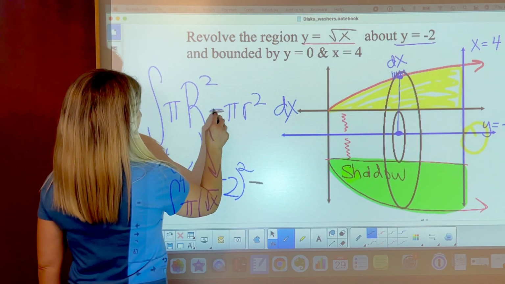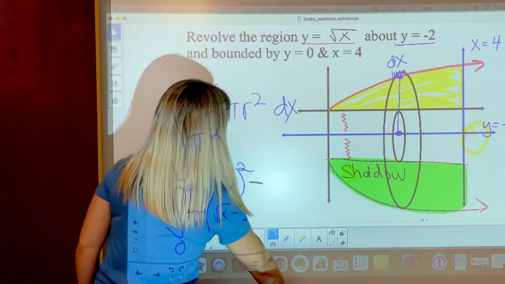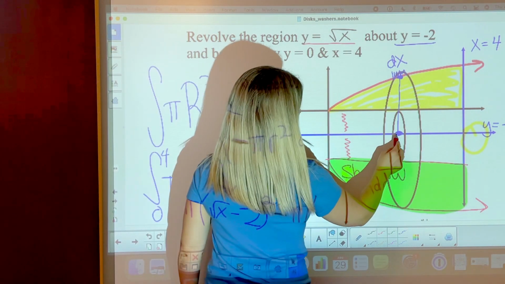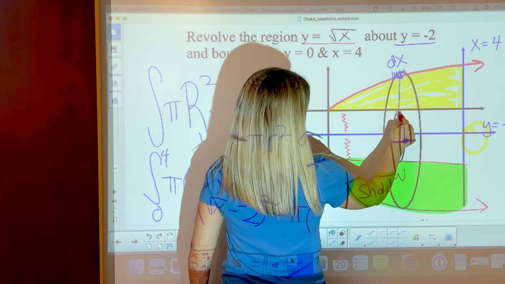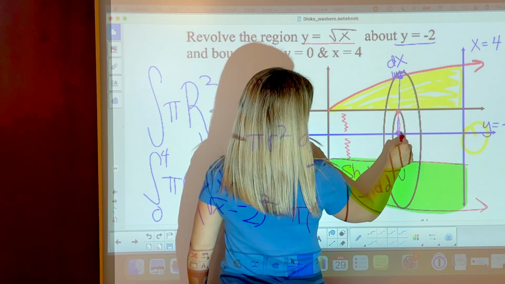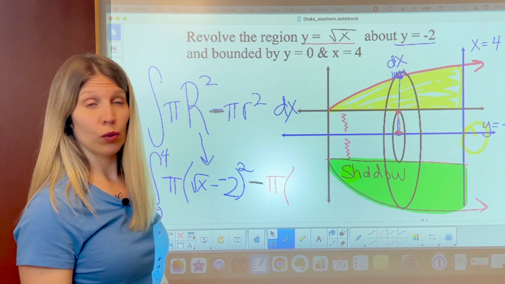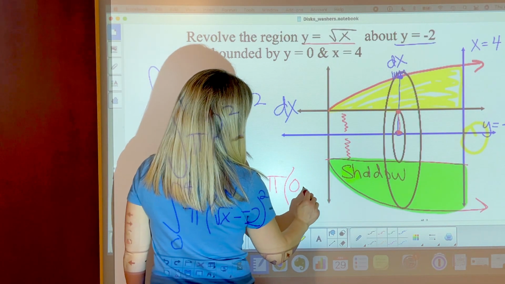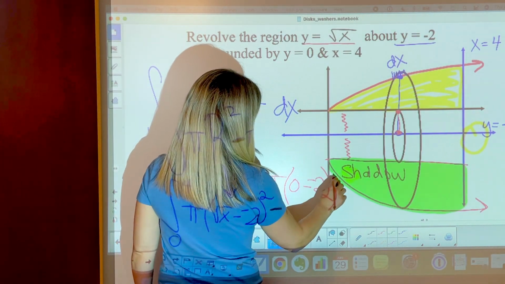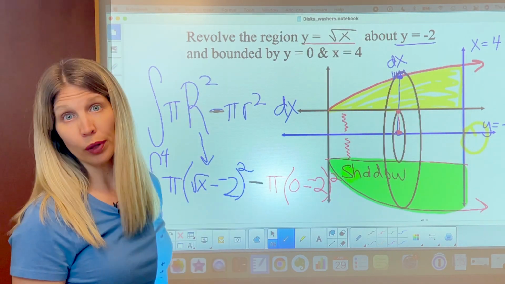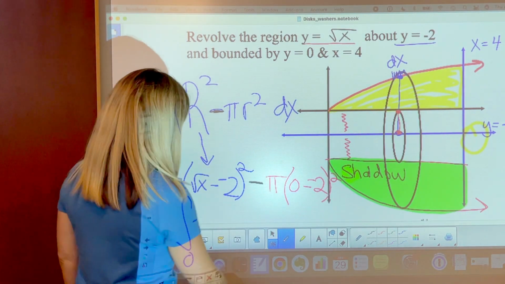Minus, that's this minus piece right here. Now let's do our second radius. Pi, our small radius goes from x equals 0 to y is negative 2. So it's really 0 minus negative 2 squared. Or you can just understand that that distance is 2 and put a 2 in there. And then this is a dx problem.